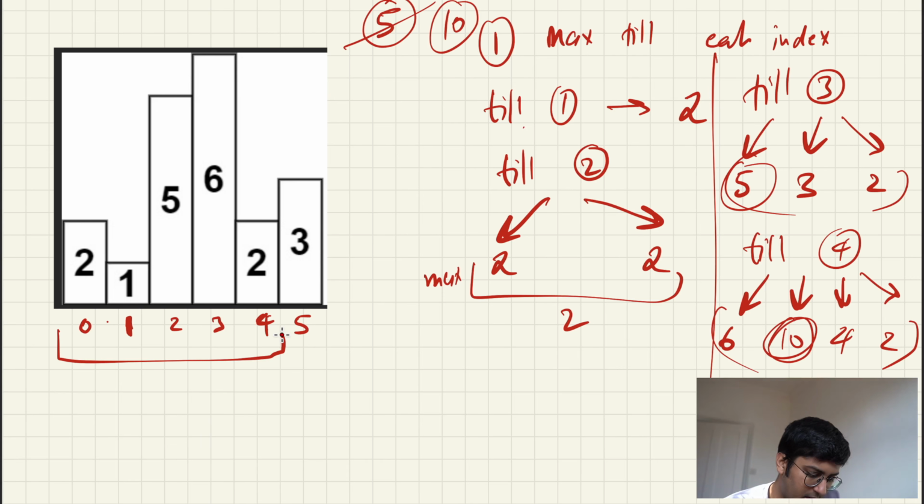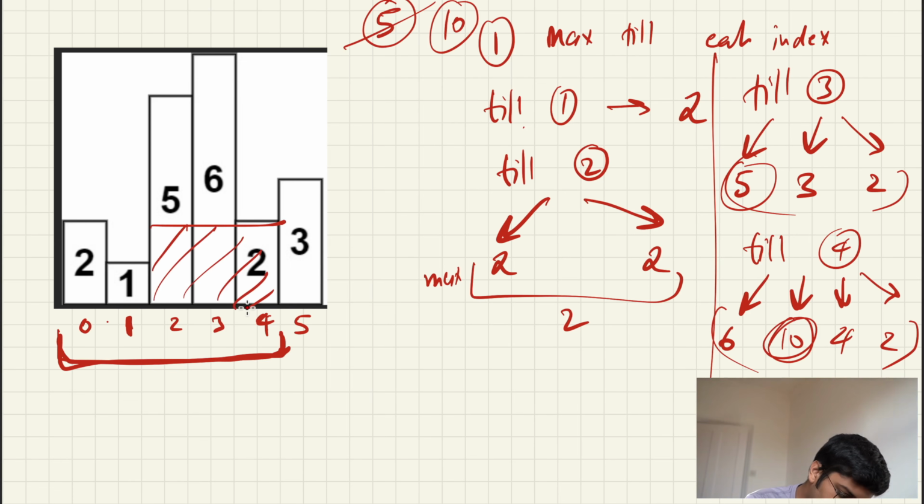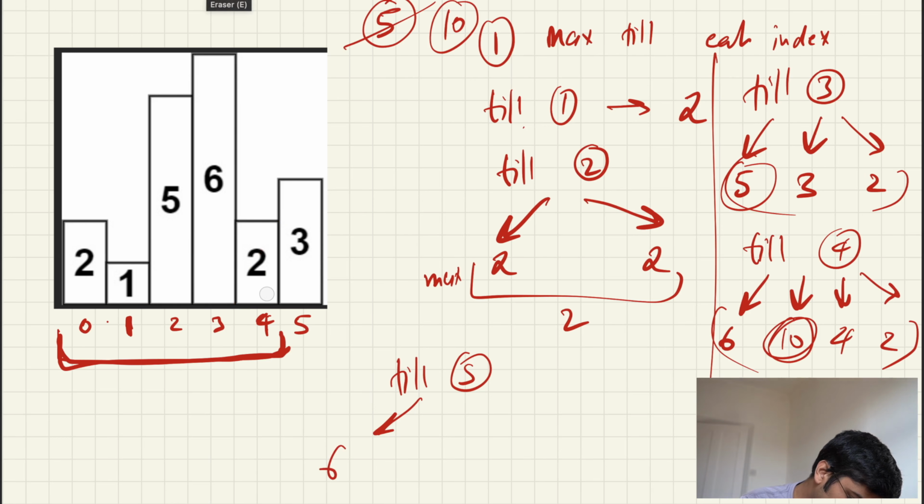Now here also, we do it again for every single index. Okay, maximum I can make for 2: I cannot go right because it's the answer till 5, so not including 5. I can't go right. I can go left though. No problem. So till 5, I can go left. So 6. So on and so forth.